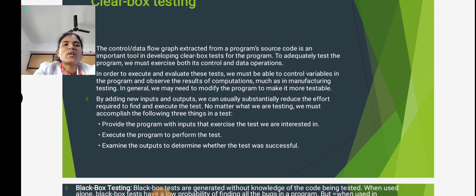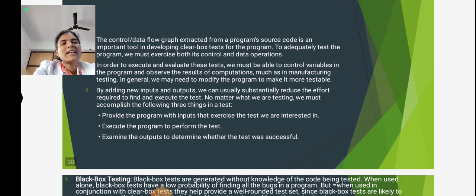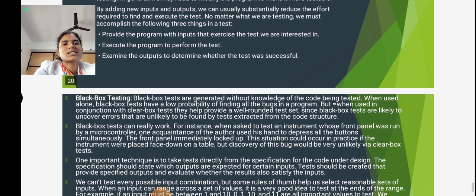To accomplish a test, we must do the following three things. First, provide the program with inputs that exercise the test we are interested in. Second, execute the program to perform the test. And the last one, examine the outputs to determine whether the tests were successful.